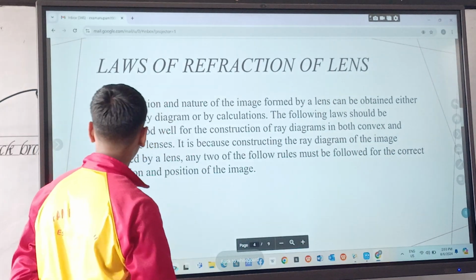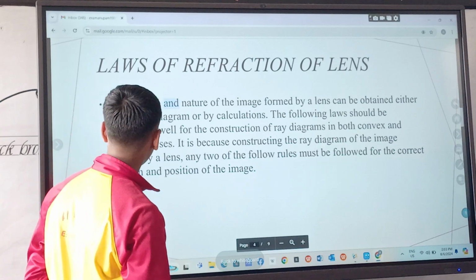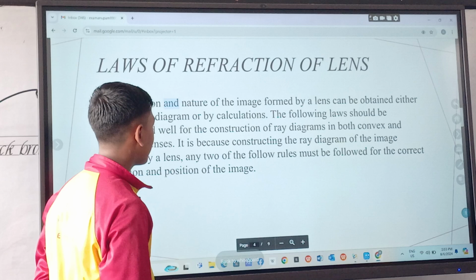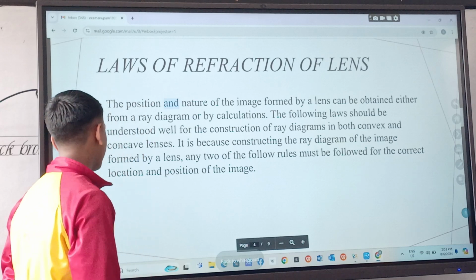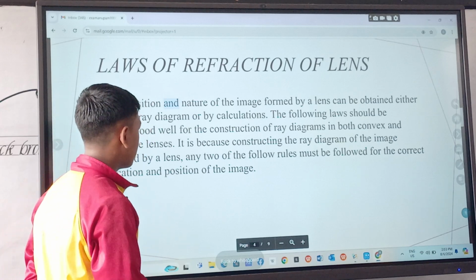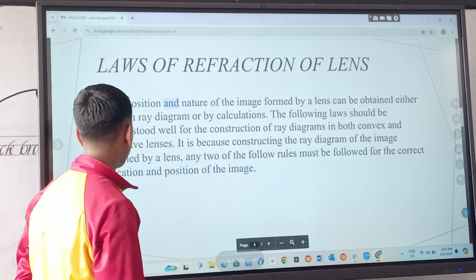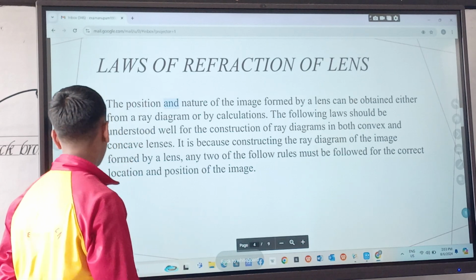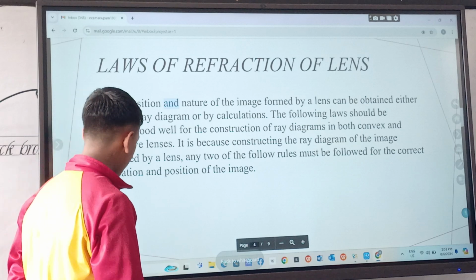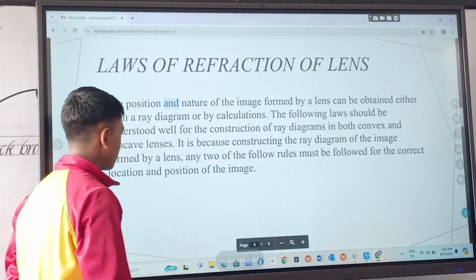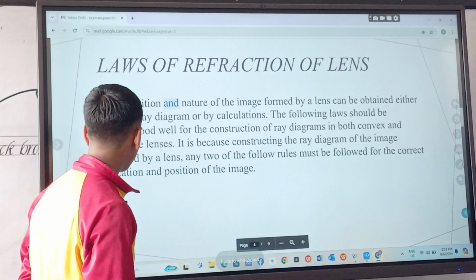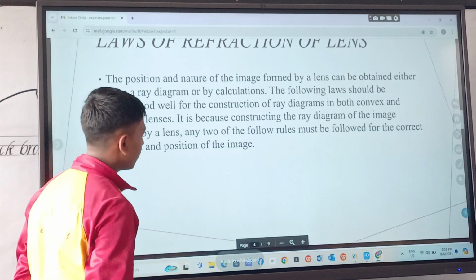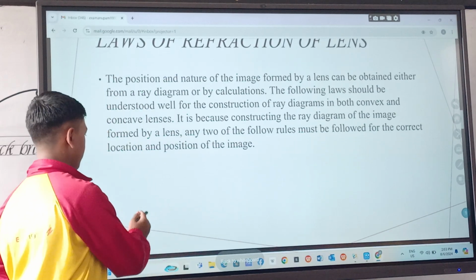So our next topic is laws of refraction of lens. The position and nature of image formed by a lens can be obtained either from a ray diagram or by calculation. The following laws should be understood well for the construction of ray diagrams in both concave and convex lenses. While constructing the ray diagram of the image formed by a lens, any two of the following rules must be followed for the correct location and position of the image.